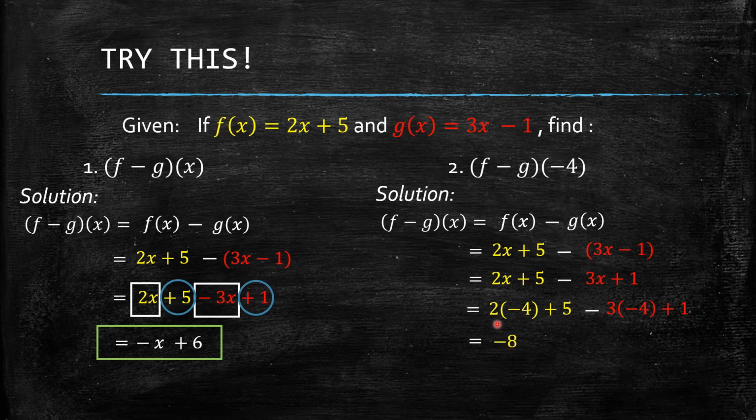Next is to simplify. 2 times negative 4 is negative 8, and then just bring down the positive 5. Here, negative 3 times negative 4, that's positive 12, and then just bring down the 1. Next, we will have to solve negative 8 plus 5, that is negative 3, plus 12, that is positive 9, plus 1, the answer is 10. And that is the final answer.